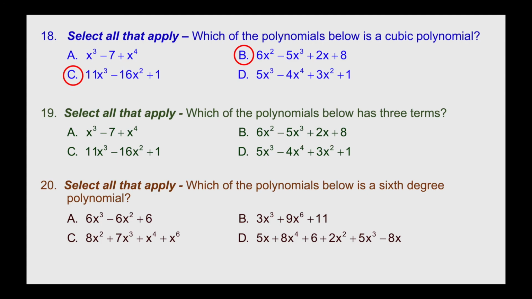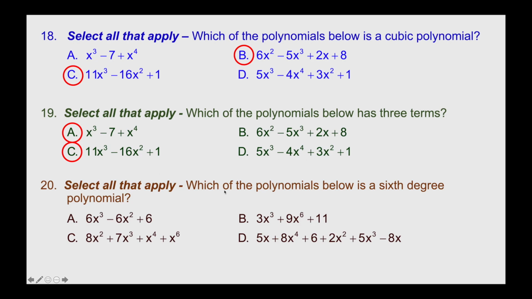When I move on to number 19, which of the polynomials below has 3 terms? Well, here I do need to do some simplifying, or at least check to see if they need to simplify, if anything can combine. So in this first example, nothing can combine, and I do have 1, 2, 3 terms, so A is going to work. For B, again, I'm going to check to see if anything can combine here. Nothing would combine, and so I have 1, 2, 3, 4 terms here, so it's not going to be B. In C, I'm double checking to see if anything can combine. They can't, and I have 3 terms, so C will work. And then finally for D, again, I'm checking to see if anything combines. They don't, so D is not going to work.